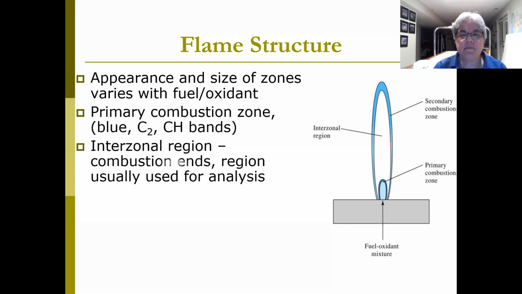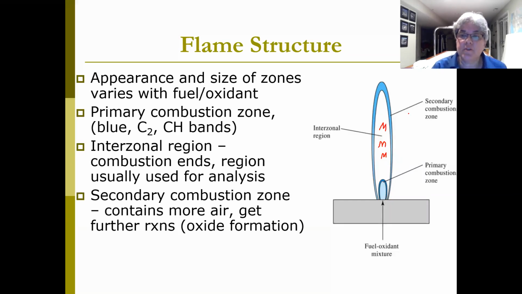Okay, then right above that is this region called the interzonal region. Okay, this is where combustion ends. So by the time your sample gets here, now we have that M in the gas phase. And this is usually where I do the analysis. So I shine my light through this part of the flame. Okay, and then there's the secondary combustion zone. So as M moves further out, it now comes in contact with the oxygen out here in the air.